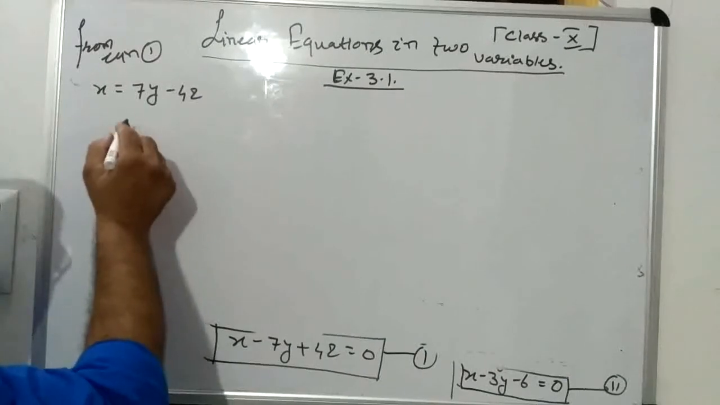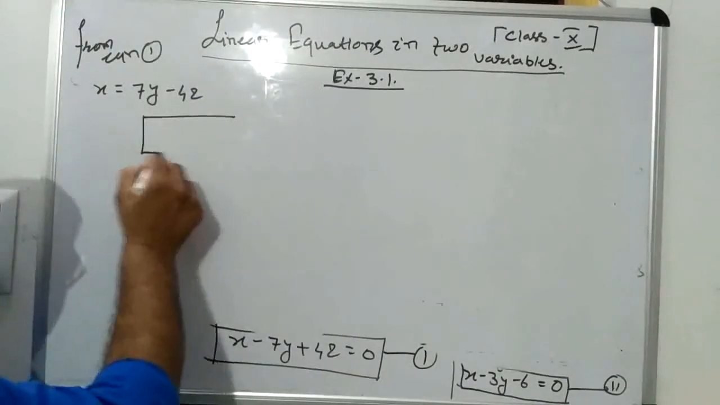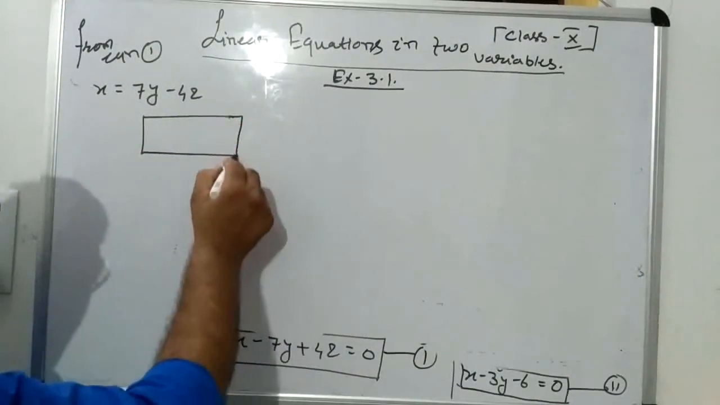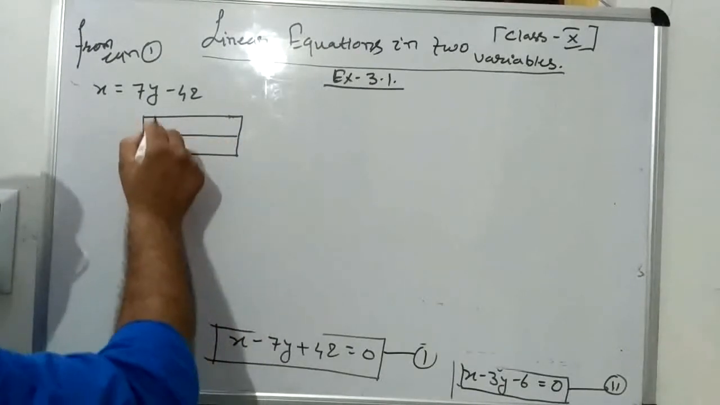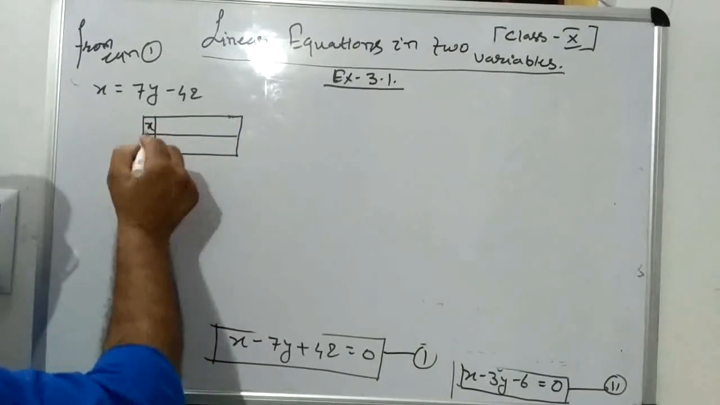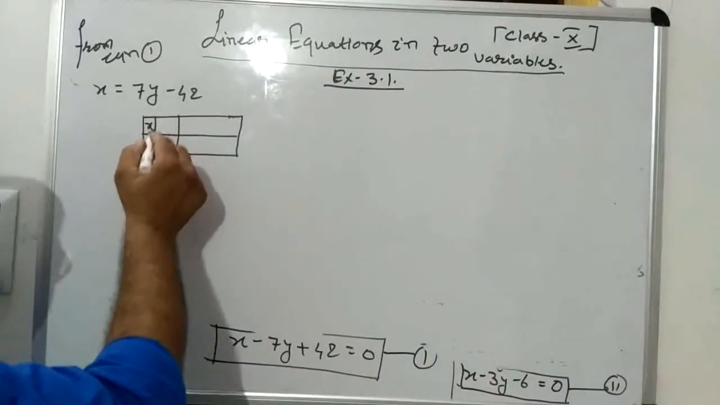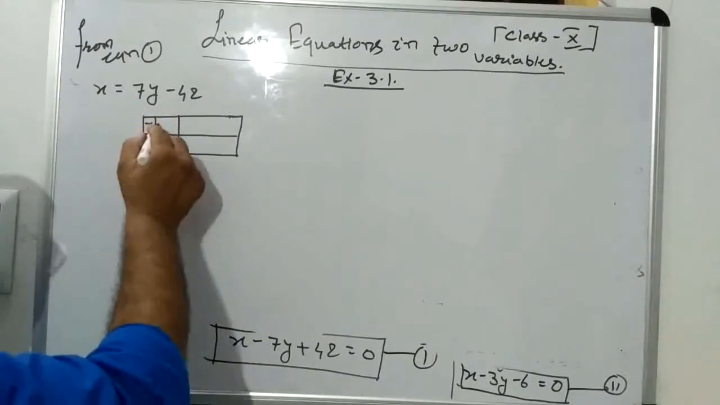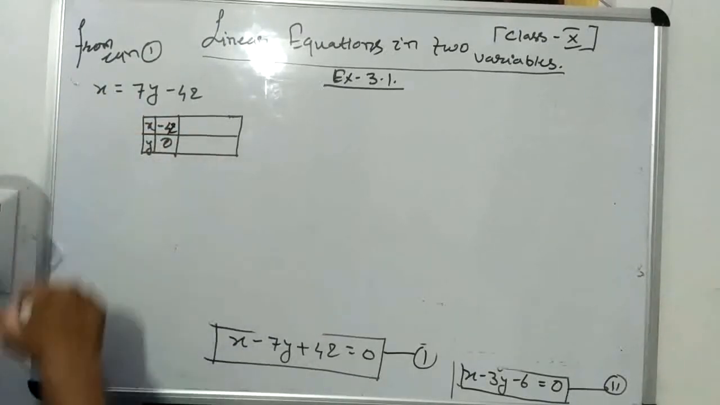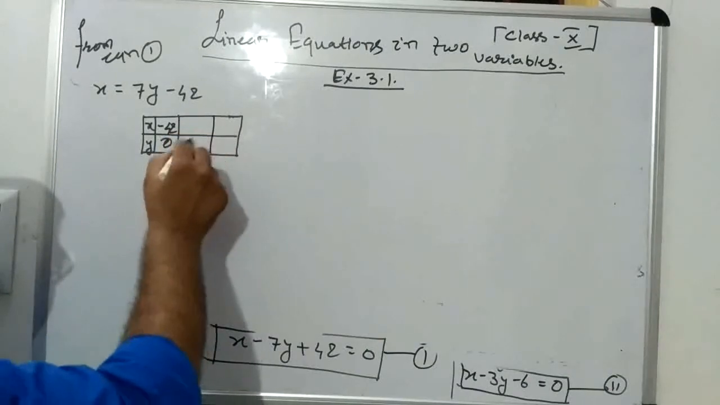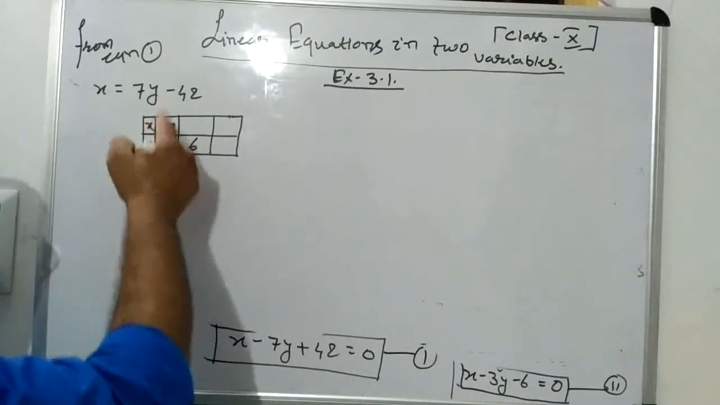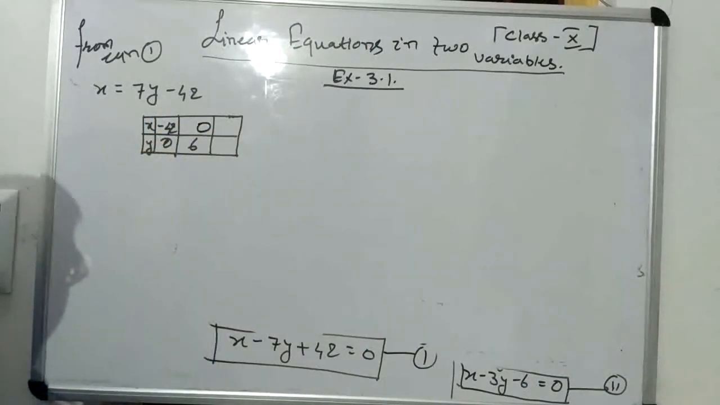Now you prepare the table, that is x and y. So when you put 0 for y, then x will be minus 42. And when you take 6 for y, then x will be 0.